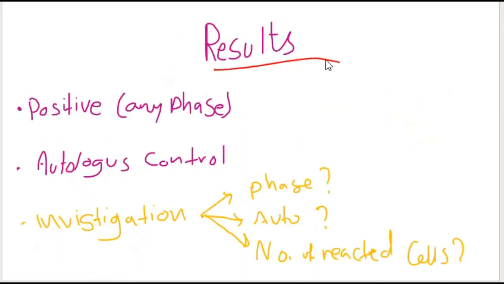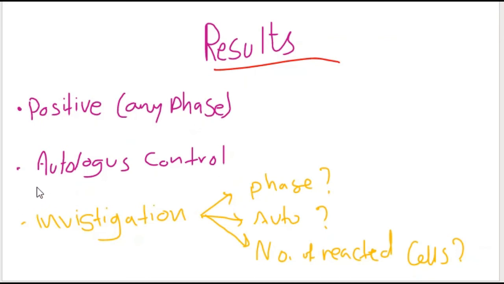Result of the antiglobulin test. As we said before, if it's positive with any cell 1, 2, or 3, that means the antibody screening test is positive. So in any phase, in immediate spin, 37, or indirect antiglobulin phase, that means it's positive. And we will see now the importance of each phase.